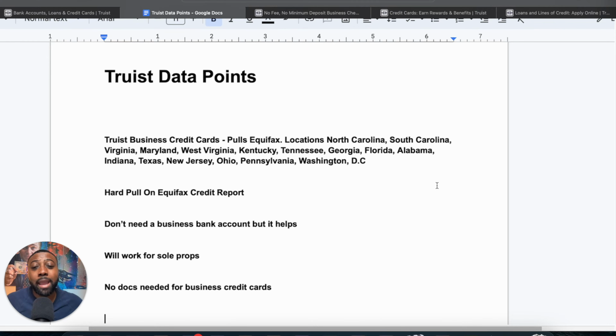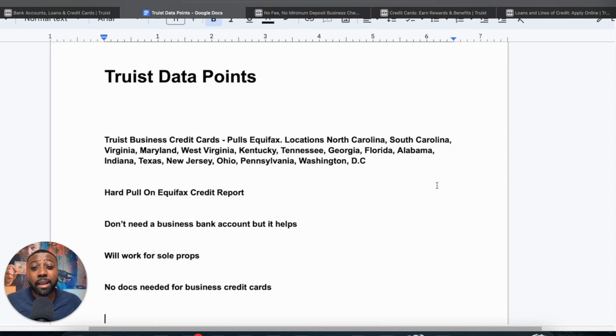Each bank is going to pull from a different bureau, and we got to know that so we know what our credit report needs to be so that we can get approved. So for this particular bank, they're going to pull from Equifax. So we must know that, okay? And our Equifax needs to be on point and up to par.